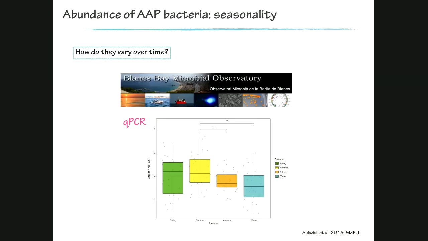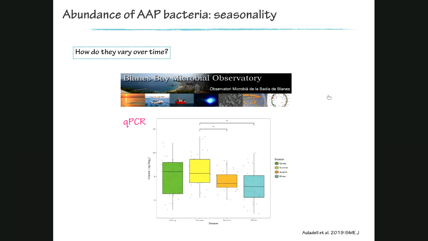Okay, so this was data about the spatial distribution, but we were also interested in knowing if they were seasonal, because if they depend on light, one may expect that they could be seasonal. And so we took advantage of a study site near the coast of Barcelona, in the town of Blanes. It's known as the Blanes Bay Microbial Observatory, and it's conducted by the Marine Science Institute in Barcelona, where I worked for many years.